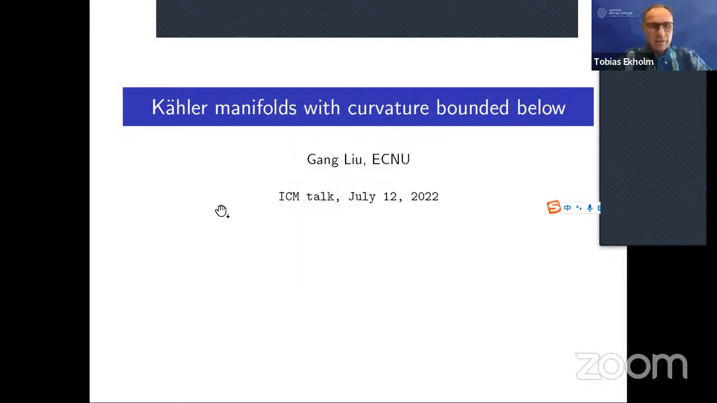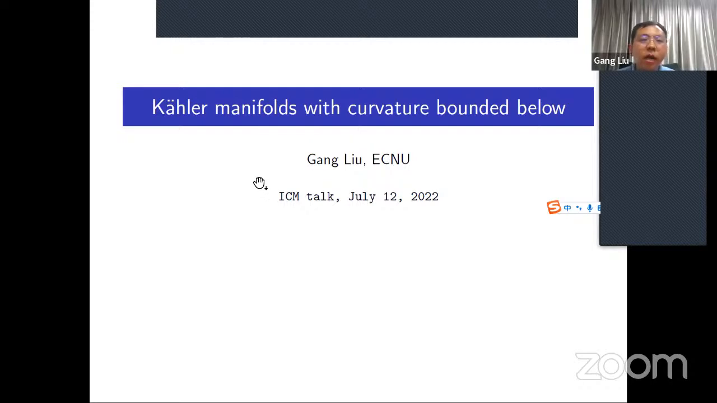Okay, it's my great pleasure to introduce Gang Liu from China, and he will tell us about Kähler manifolds with curvature bounded from below. Please go ahead. Thank you very much for the introduction. It's my great honor to speak here. So today I will talk about my recent works on Kähler manifolds with curvature bounded below.